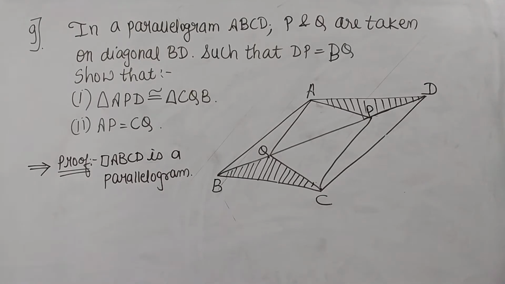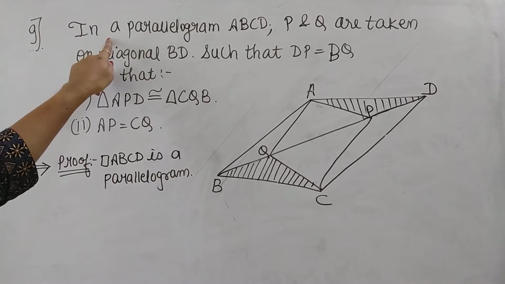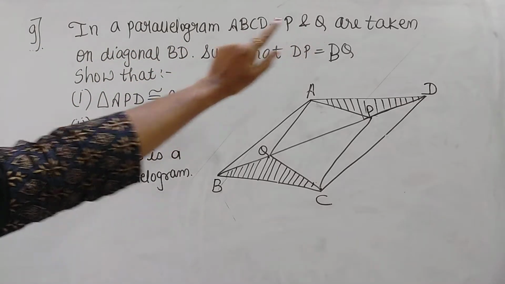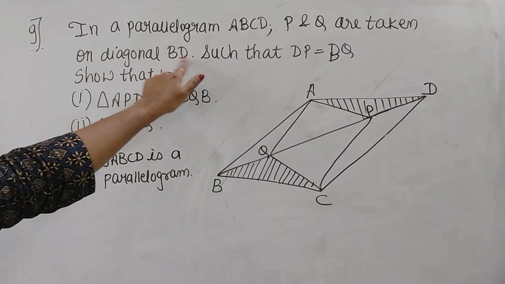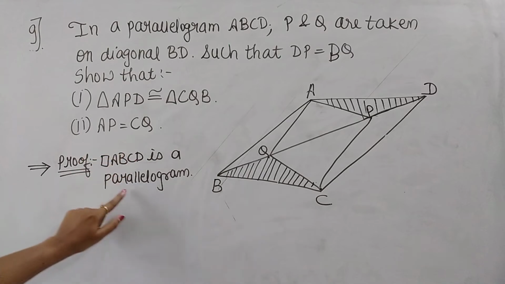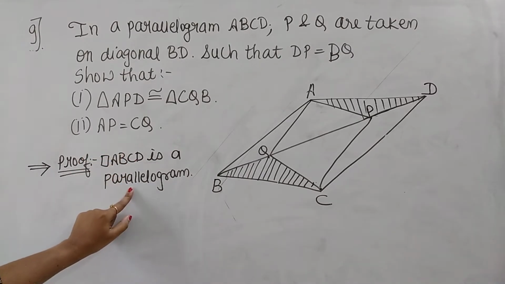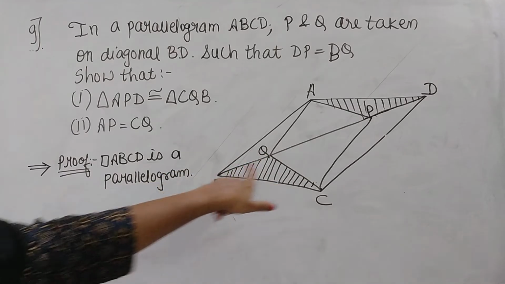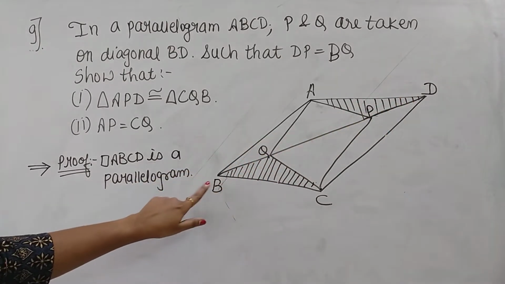Hello everyone. Now we are going to start with question number 9 from the exercise, that is your 8.1 quadrilateral chapter. So the question number 9 is, in a parallelogram ABCD, P and Q are taken on diagonal BD such that DP is equals to PQ. Name of the figure has been specified that it is a parallelogram. Then P and Q, they are said that they have been taken on the diagonal BD.